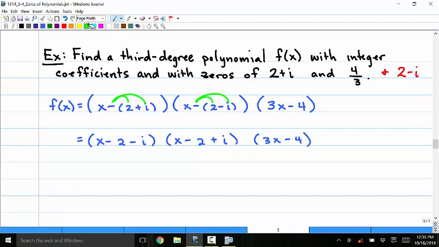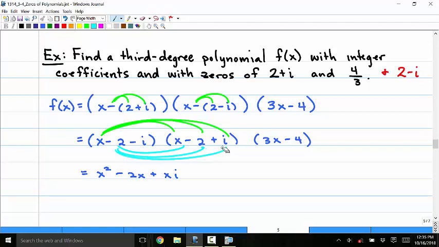Okay, here goes the game. I need to distribute this x to all 3 of those. What do I get? I get x squared minus 2x plus xi. Now I need to distribute this negative 2 to all 3. And I get negative 2x plus 4 minus 2i.